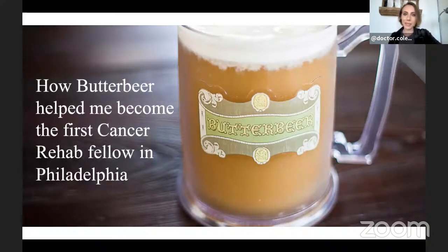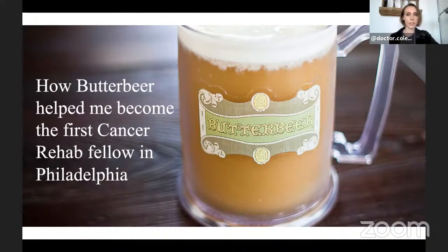So, how Butterbeer helped me become the first cancer rehab fellow physician in Philadelphia. This is one of my favorite stories. When I was at the medical conference for my specialty, they had an event at Harry Potter World, and they had shut down the whole park just for us physiatrists. It was amazing. I remember standing in line waiting for butterbeer, and I got into a conversation with the woman standing behind me. It turned out that she was a cancer rehab physician in Philadelphia.